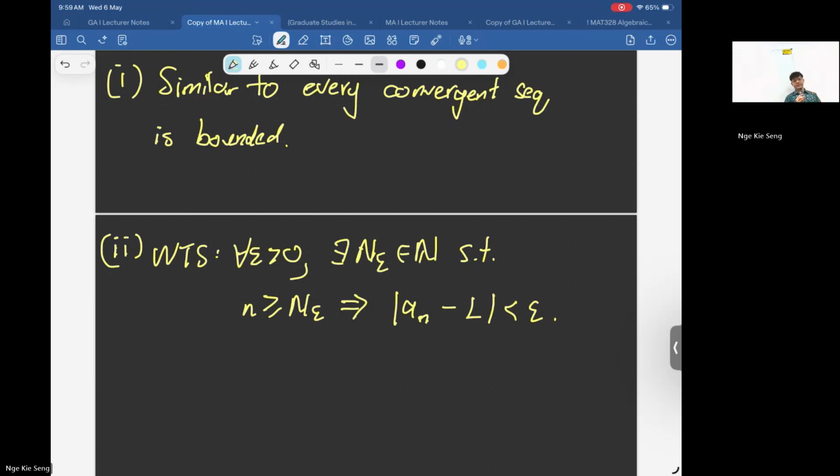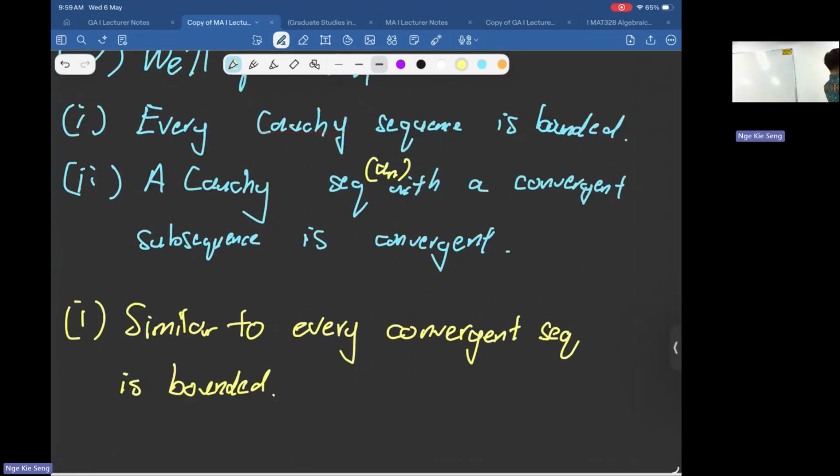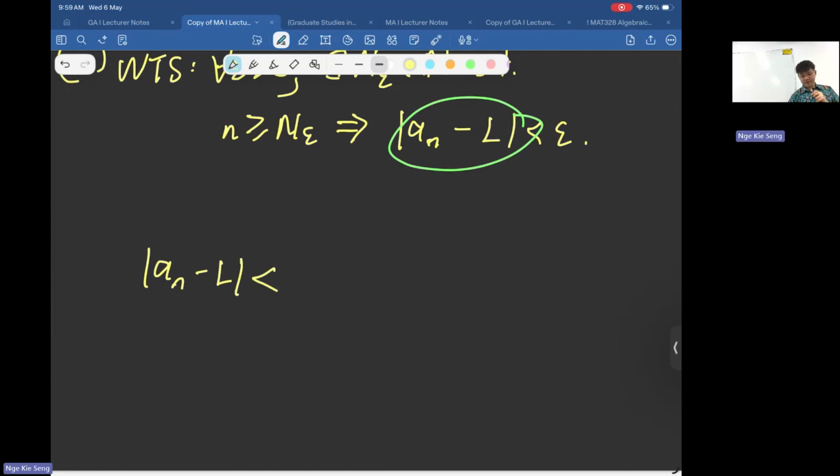So how? What's the ingredient you have here? I mean, what's the assumption you have? This is your goal, right? So everything before that is your assumption. How many assumptions do you have? Two, right? One of them is Cauchy. The other one is a convergent subsequence. So meaning what? You need to squeeze your Cauchiness and your convergent subsequence into this inequality here. How are you going to squeeze those two things inside here?